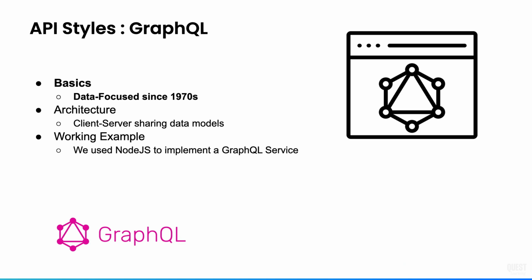Basically, GraphQL has been data focused since the 1970s. This notion of query by example, where we give an example of what we'd like the results to look like and let the server work out the details. The architecture is basically clients and servers sharing the data model. Now, it's important to point out that the data model that's shared is not necessarily the storage model. The data model could be a combination of lots of different storage, file storage, document storage, database hierarchical, and so on and so forth. But it's the one that's shared in the schema definition language that both the client and the server use.